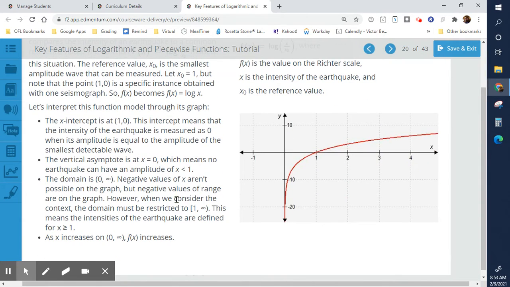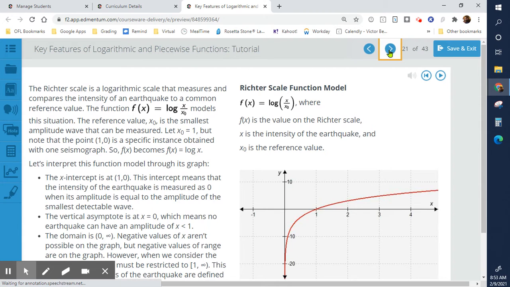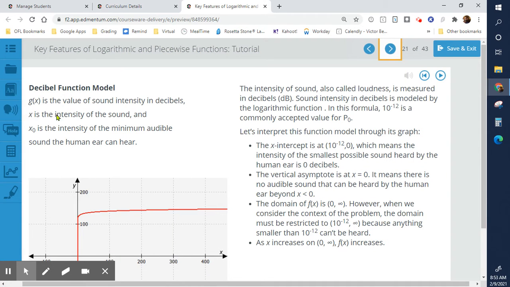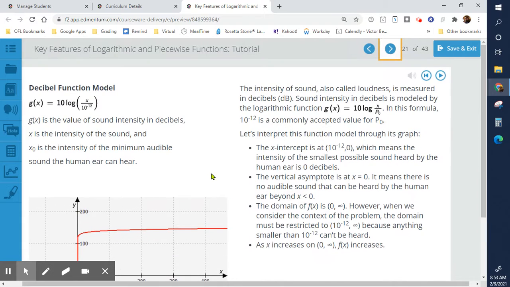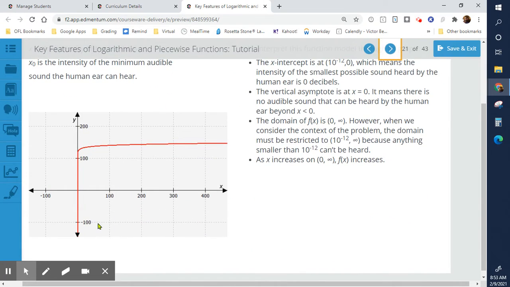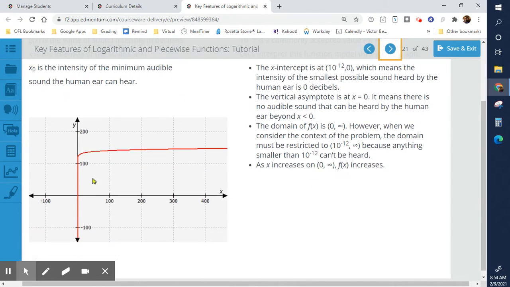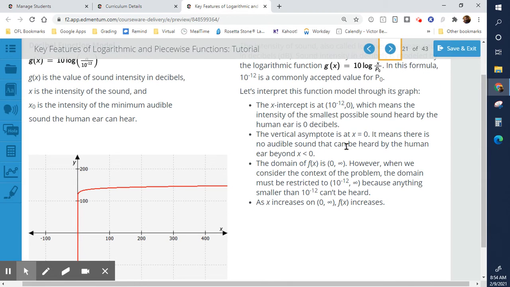And the intercept, so most of it's going to be the same. There's not going to be much difference. Now, when we're talking about the decibel model, what's happening here is we are multiplying this by a factor of 10. So that's why you see that these numbers are a lot bigger. We're dealing with numbers in the hundreds. We do have that intercept there at 1. You can see that our asymptote's the same.